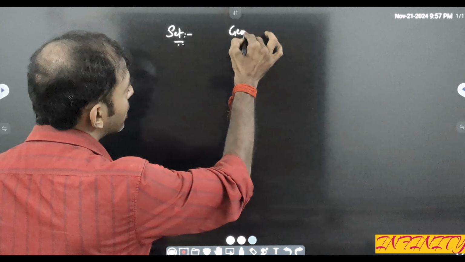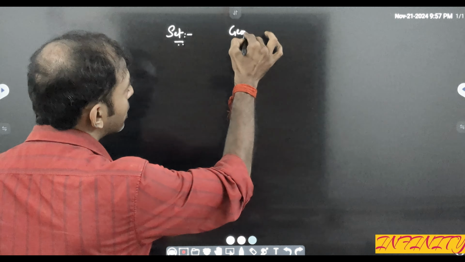Some examples, you need to know about this also. Collection of all natural numbers, you may consider this one as a set. Collection of all whiteboard markers, that's also a set. Collection of all English alphabets, that's also a set. Collection of all Bengali alphabets, those are also sets. So in set theory, a collection of well-defined distinct objects is known as a set.